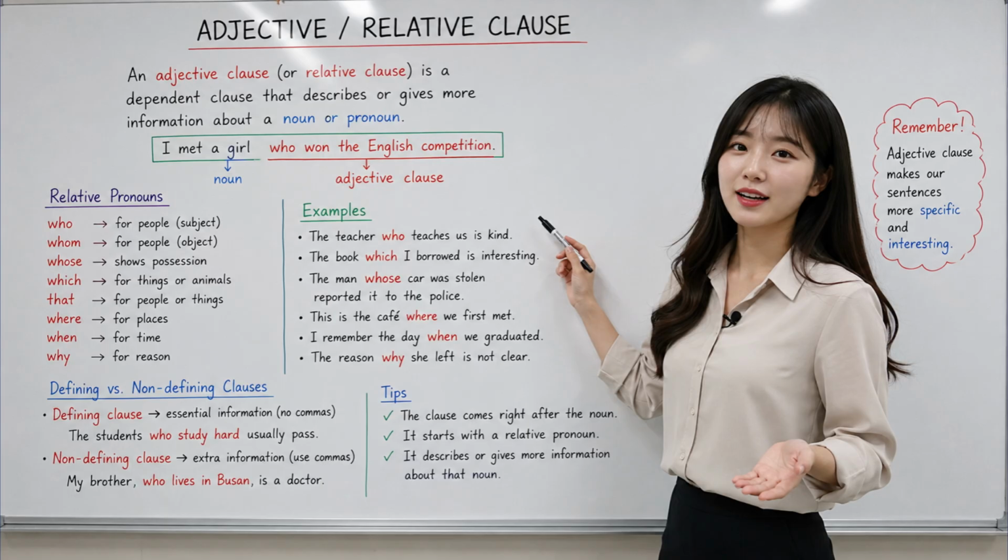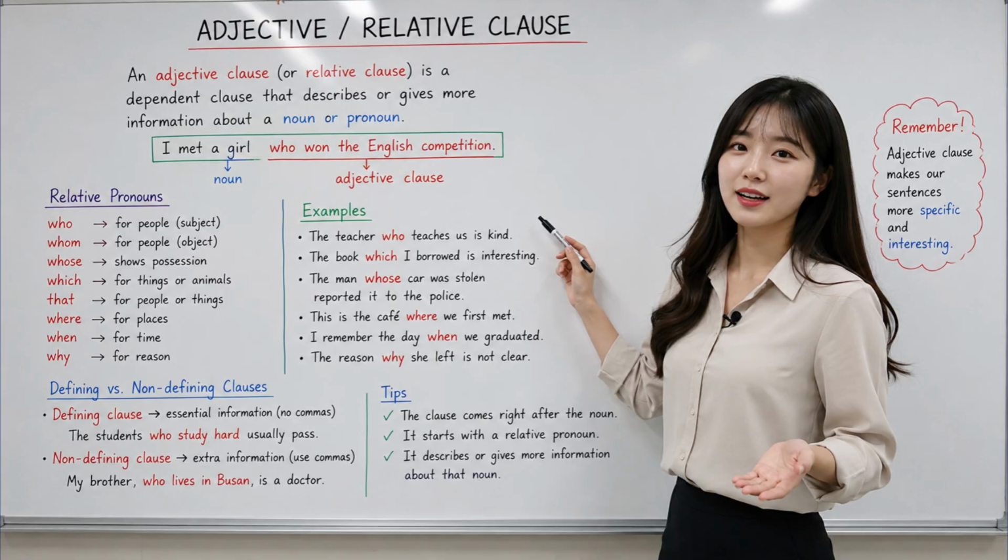We use adjective clauses because they help us combine ideas into one smooth sentence. They make our writing more organized, reduce repetition, and allow us to provide extra information without starting a new sentence. This is why adjective clauses are common in essays, presentations, newspaper articles, and everyday conversations.